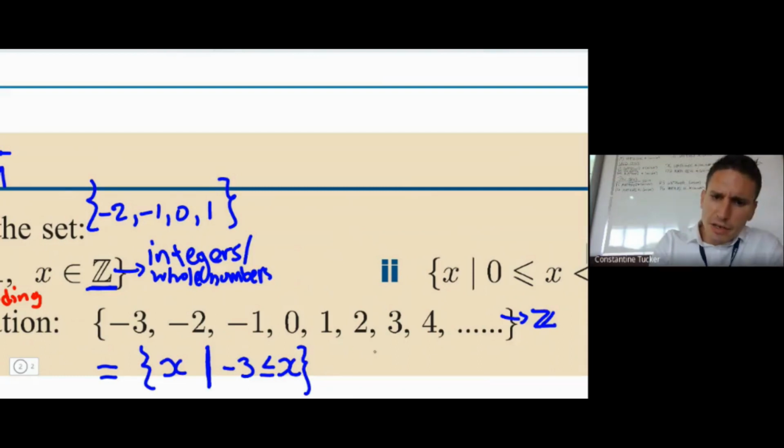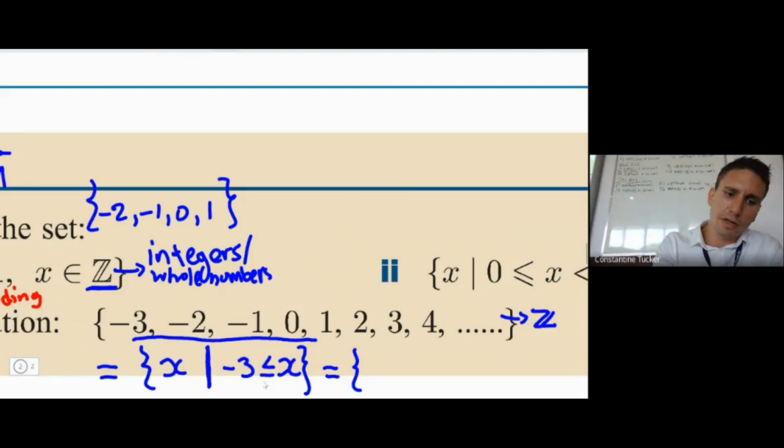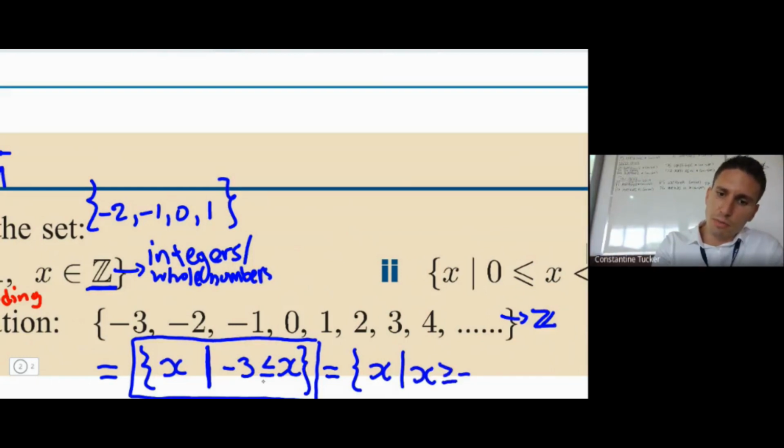But it tends to be a little bit strange if we say -3 less than or equal to X. So often we will just change this the other way around. Not that this is wrong, this is perfectly acceptable. So I'll just put it in a little box to show that that's correct. But usually we would probably just rewrite it as X is greater than or equal to -3.